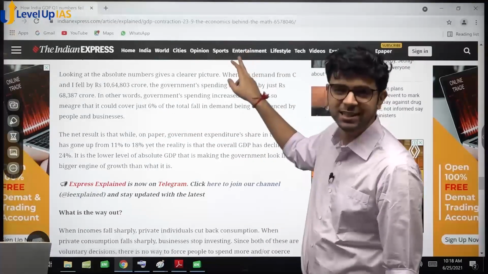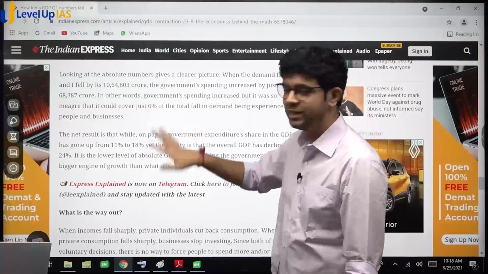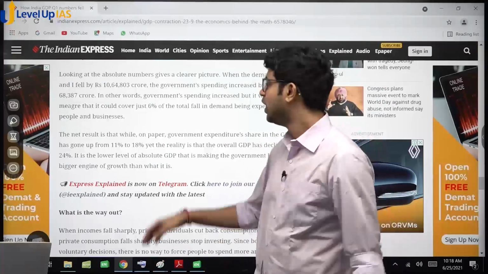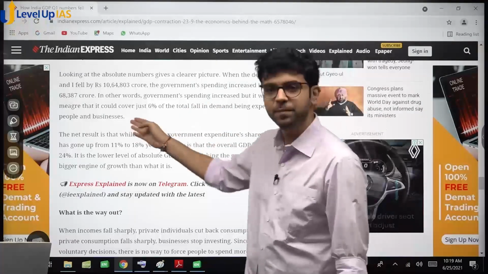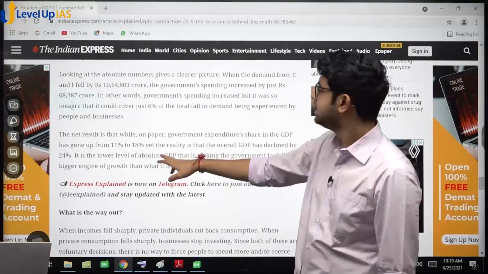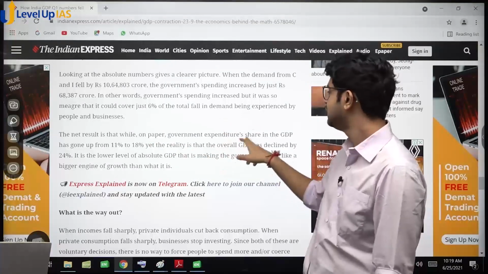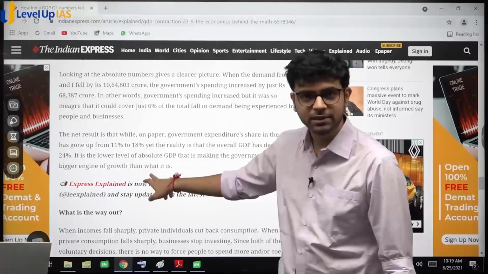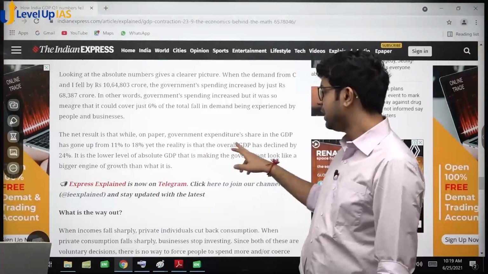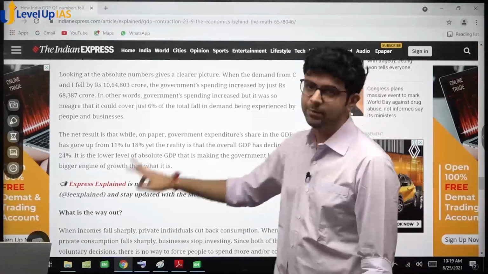So there they have written 16%. I think it's a typo by them. So 6 or 16, it is nowhere enough to cover the total fall in demand being experienced by people and businesses. The net result is that while on paper, government expenditure share G in the GDP has gone from 11 to 18%, the reality is that overall GDP has declined by 24%.